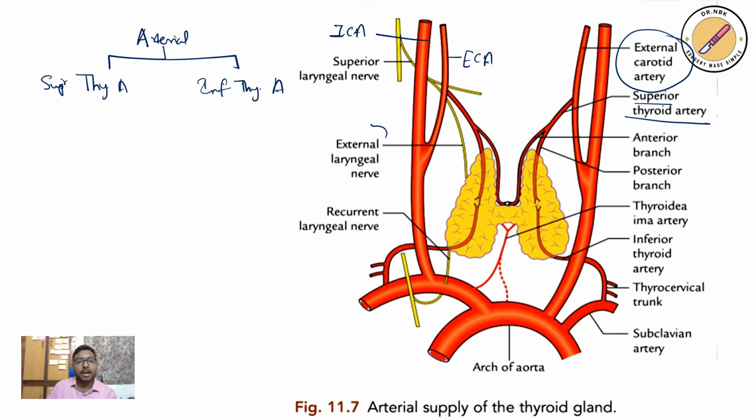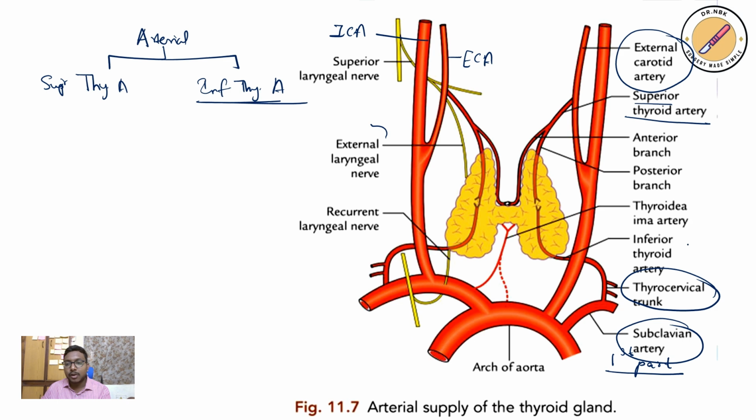Next, the inferior thyroid artery. It is a branch of the thyrocervical trunk. You can see here, this is the thyrocervical trunk, which in turn is a branch of the first part of the subclavian artery. The subclavian artery has three parts divided by the scalenus anterior muscle: first part, second part, third part. From the thyrocervical trunk you have the inferior thyroid artery. Please understand another important point. The inferior thyroid artery supplies all four parathyroid glands.